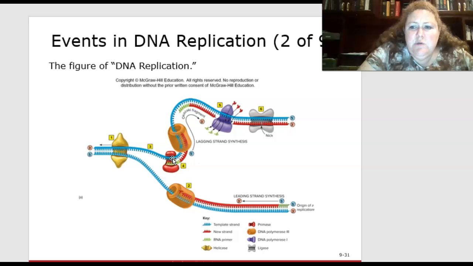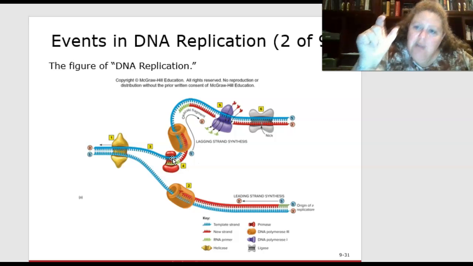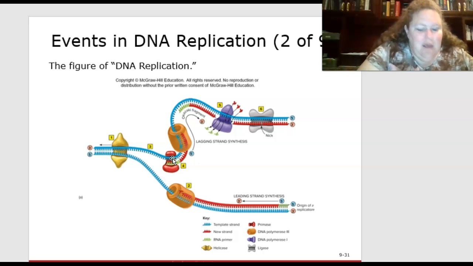Synthesis produces unlinked segments of RNA primers and new DNA that are called Okazaki fragments. Okay, so basically, since we're going backwards, we can't walk very efficiently backwards, so we take it one step at a time. Same thing here. We're making little chunks of DNA and then putting them together. And those are called Okazaki fragments. And that's a very fun word to say. It's one of my favorite science words.